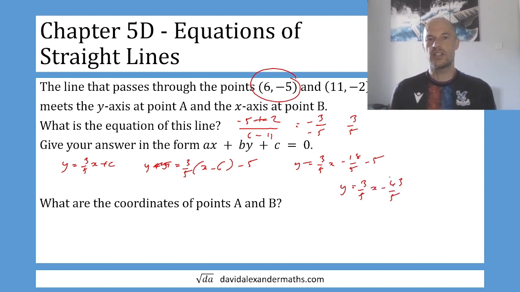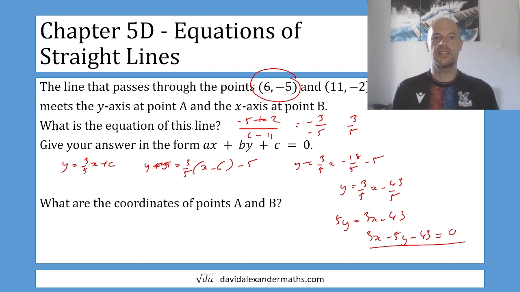So that's the equation of the line, but I want it in this form. So first of all, if I multiply through by 5, 5y equals 3x take away 43. In other words, 3x take away 5y minus 43 equals 0. So what are the coordinates of A and B? So it meets the y-axis at point A. So this is our y-intercept. So this will have the coordinate of (0, negative 43 over 5).